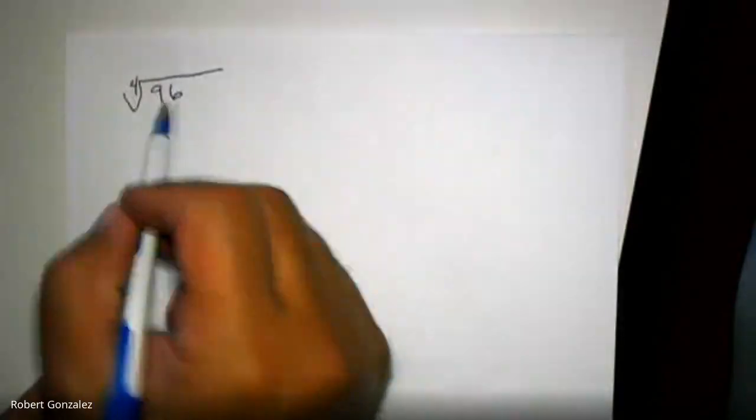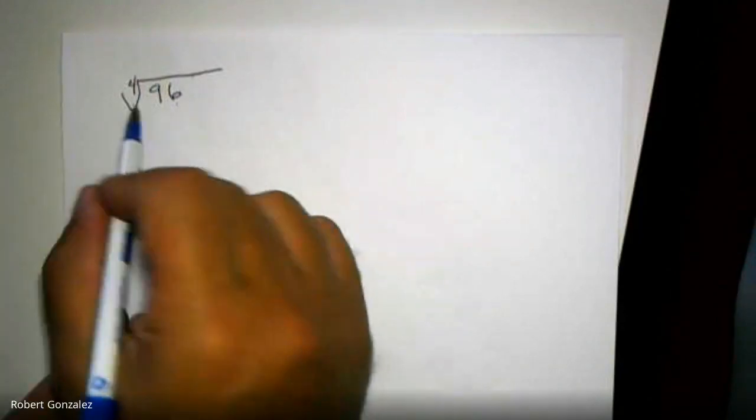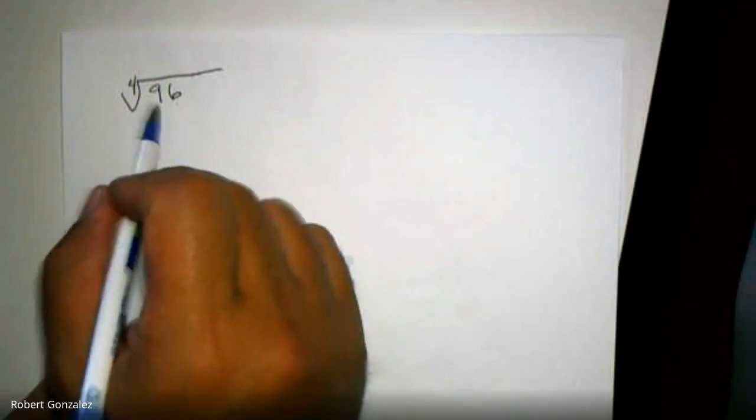Fourth root of 96. So I do factor trees. I also do factor trees for the square roots. I just didn't teach it that way today. I did it with the greatest perfect square. Here's how you do this using factor trees.